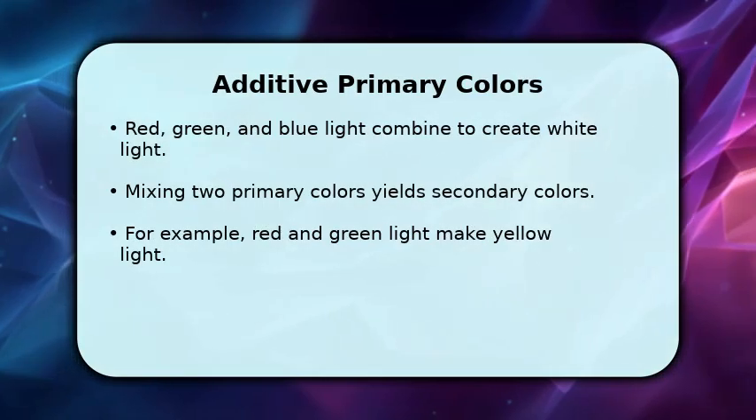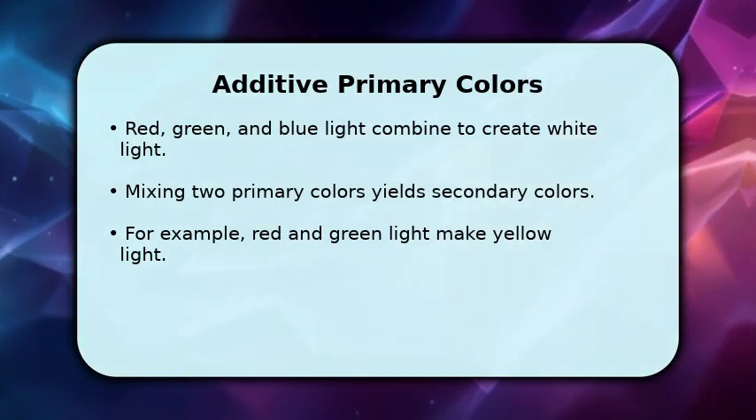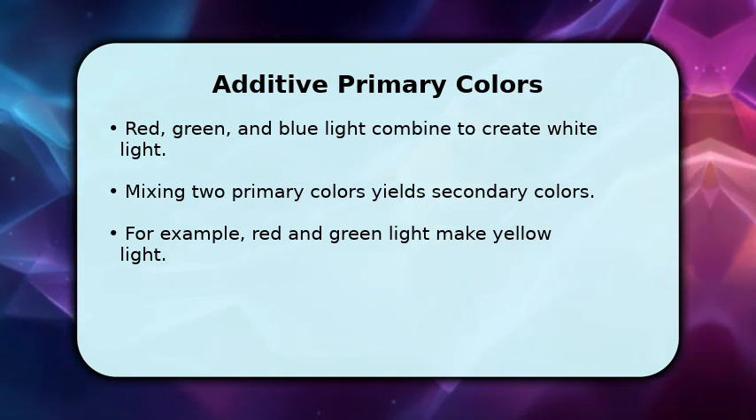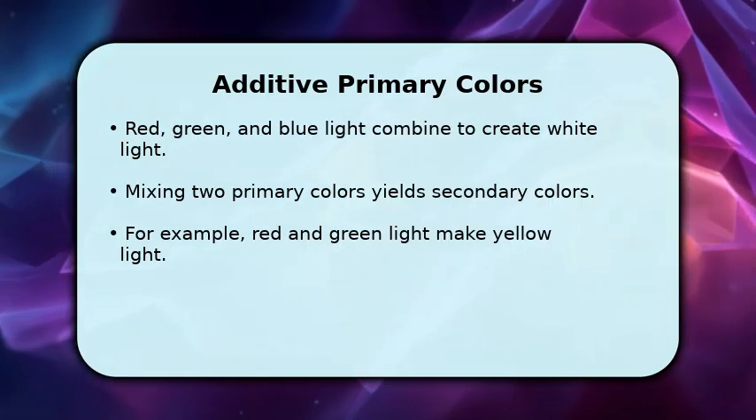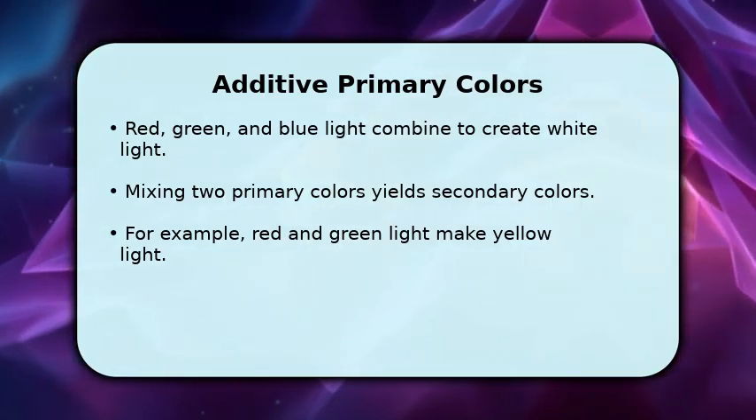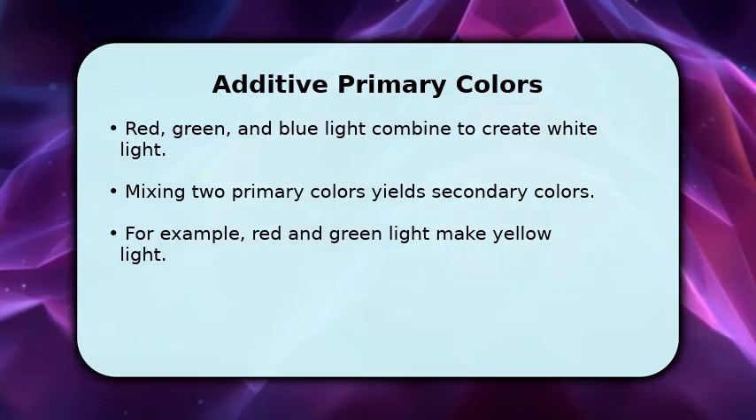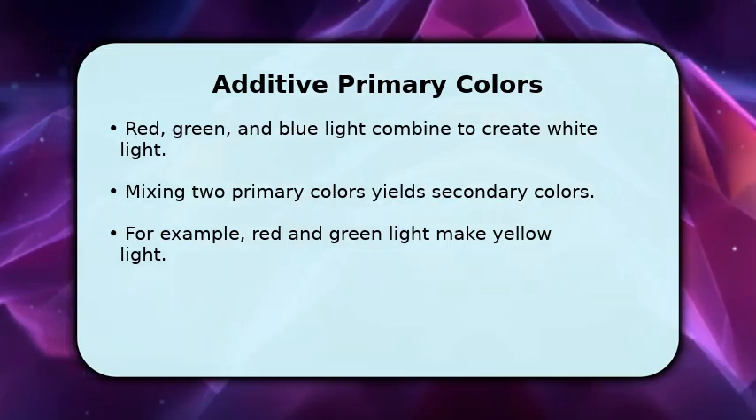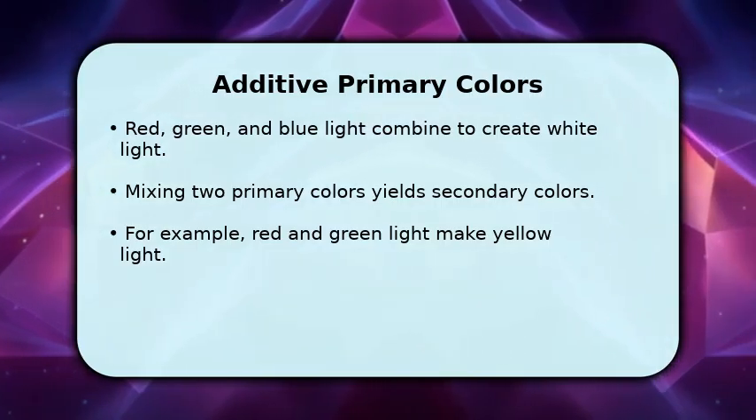Let's dive into additive color mixing, which is how light sources combine. When you mix red, green, and blue light in equal proportions, you get white light. This is different from mixing paints. Combining any two of these primary colors, like red and blue, will produce a secondary color such as magenta. Understanding these combinations is crucial for controlling your light output.